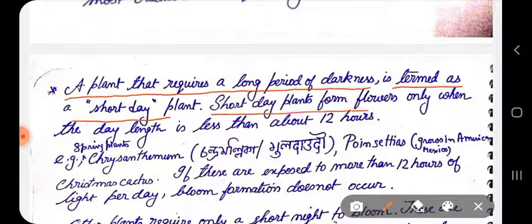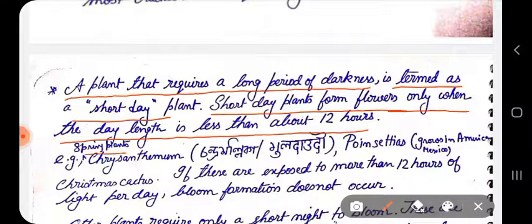Short day plants form flowers only when the day length is less than about 12 hours. So the short day plants, which require darkness to bloom their flowers, require darkness of more than 12 hours. That means they require daylight of less than 12 hours.